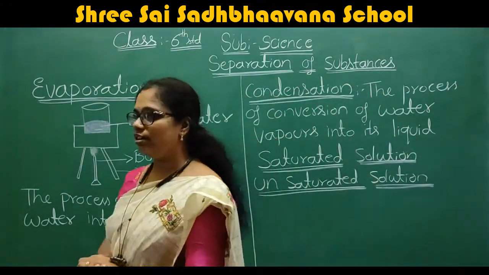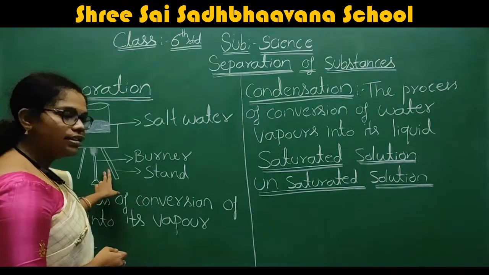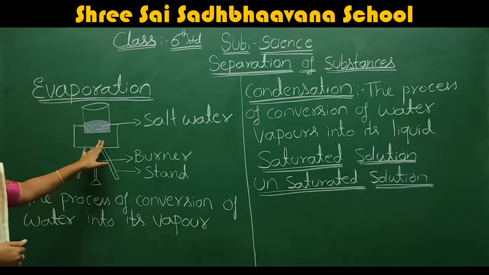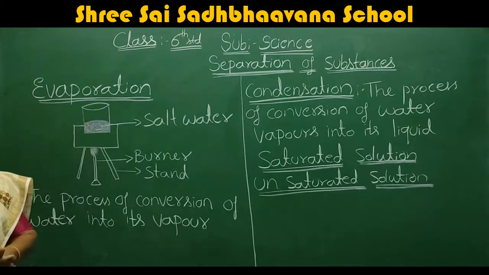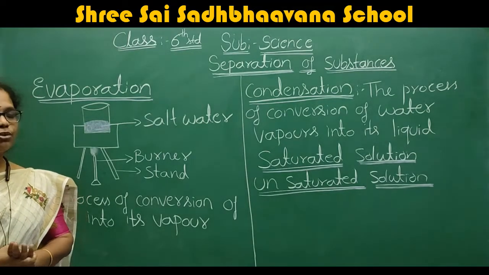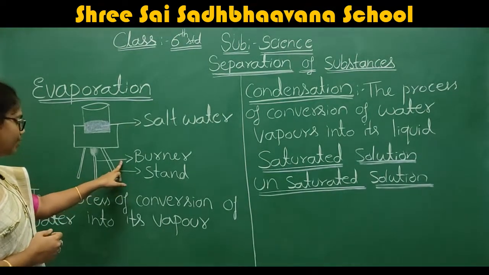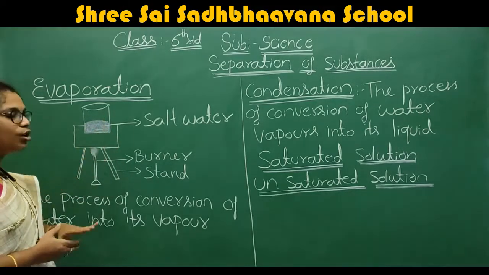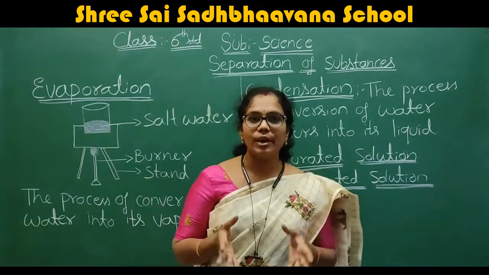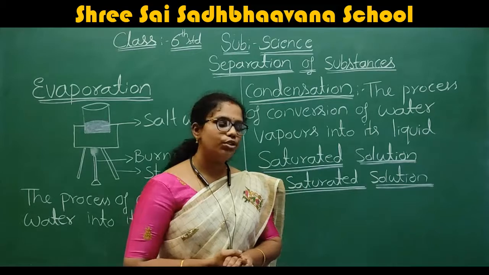For conducting this activity we need a burner. I'm explaining the diagram first. We need a burner, stand, mesh, beaker and salt water. These are the main important operational setup we need. Understood? Now, what are we going to do in this activity?